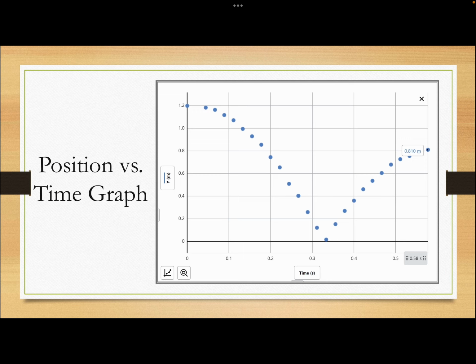Now, we also did the position versus time graph, and this is the experimental height. This is what we were able to find from the graphical analysis. As you can see, the actual height was 0.810 meters. You can see it's marked on the last point on the graph.